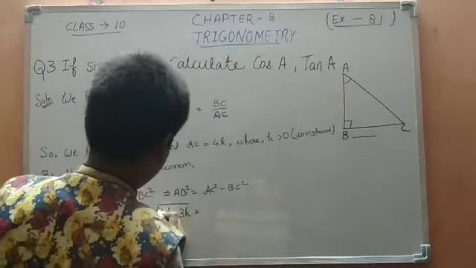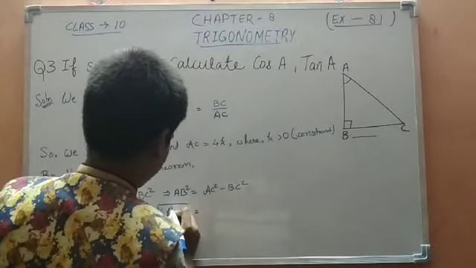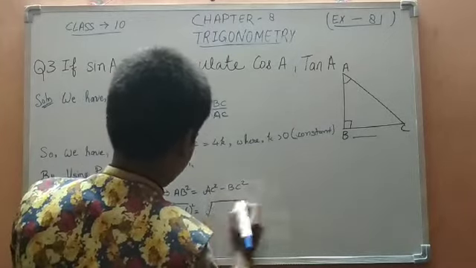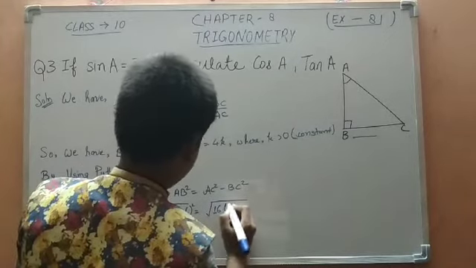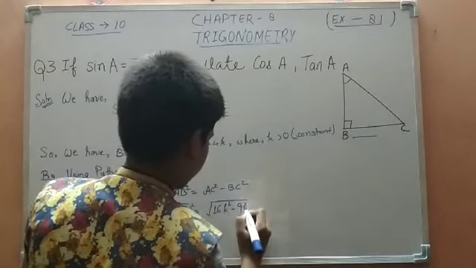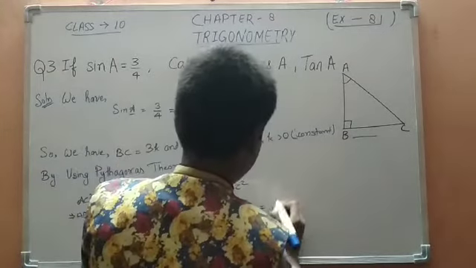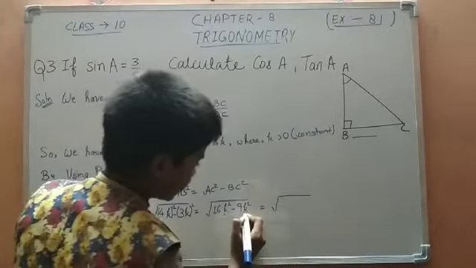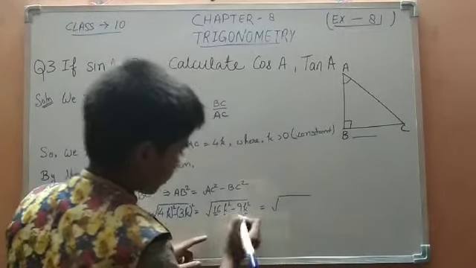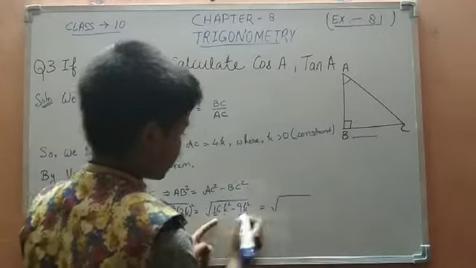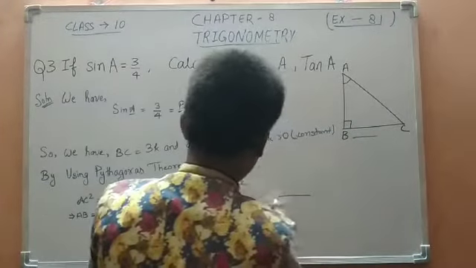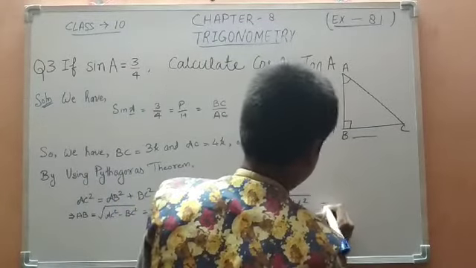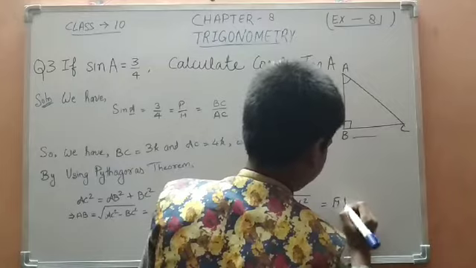So it is in the form of squares. 16k square minus 9k square is equal to, 16 minus 9, since the unit is the same, so we will simply subtract this. So 16 minus 9 is 7k square, which is equal to root 7 k.